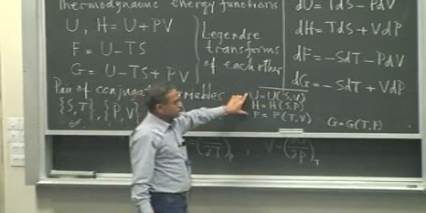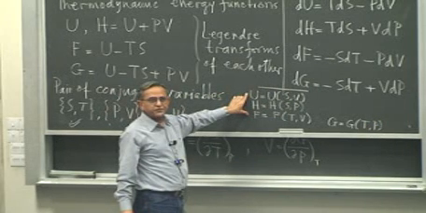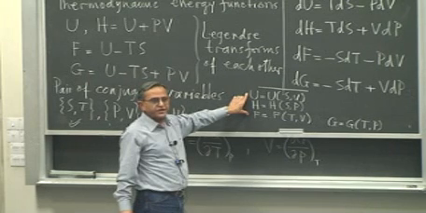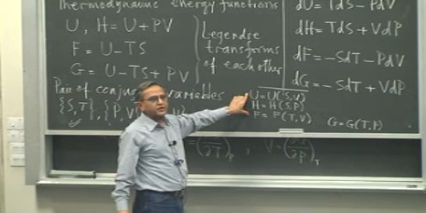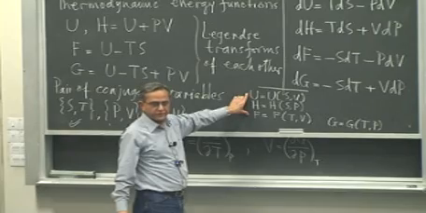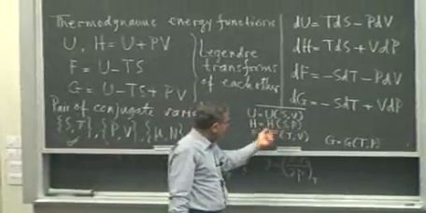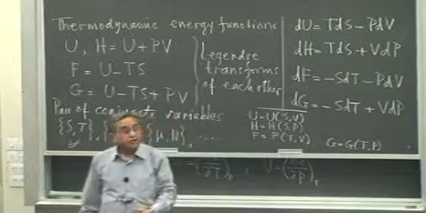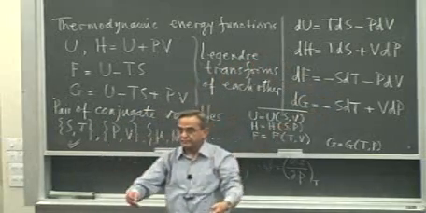If you know the general relationship of these functions, on which variables they depend, or actually they depend upon all the variables, but which variables are appropriately called independent variables for them, in this case S and V for U, S and P for H, T and V for F, and T and P for G, then writing down these four equations becomes very trivial.